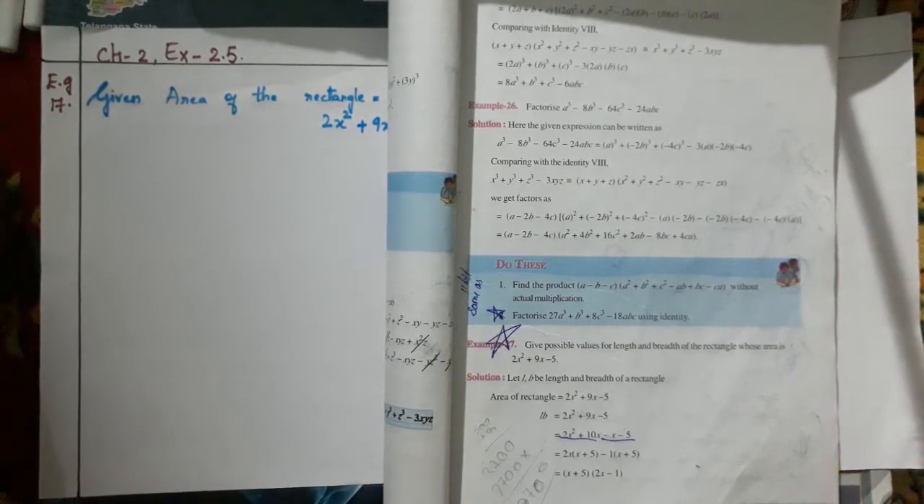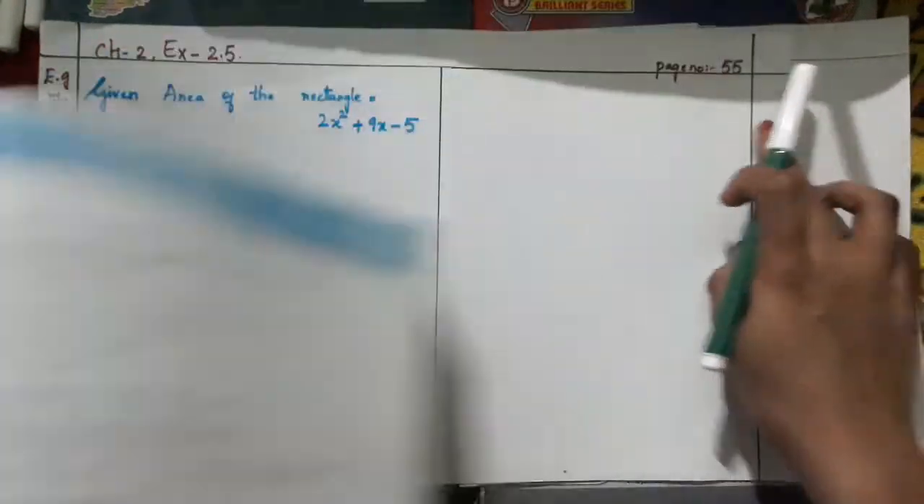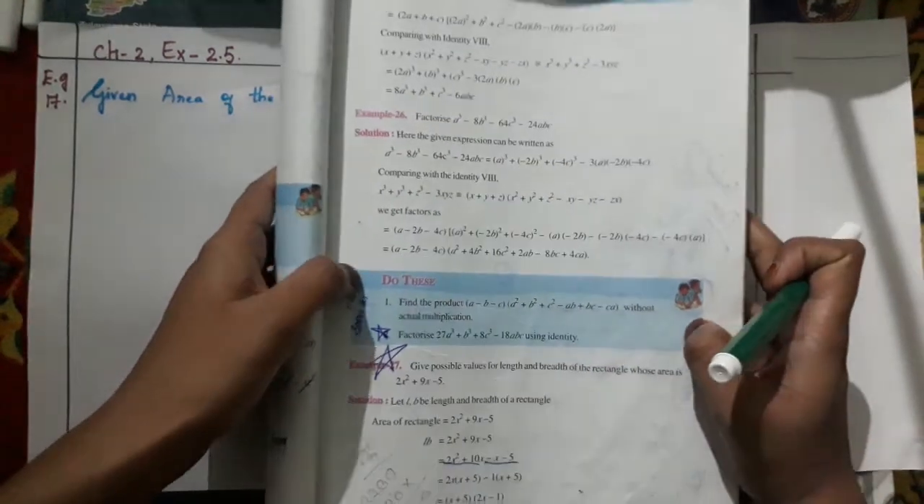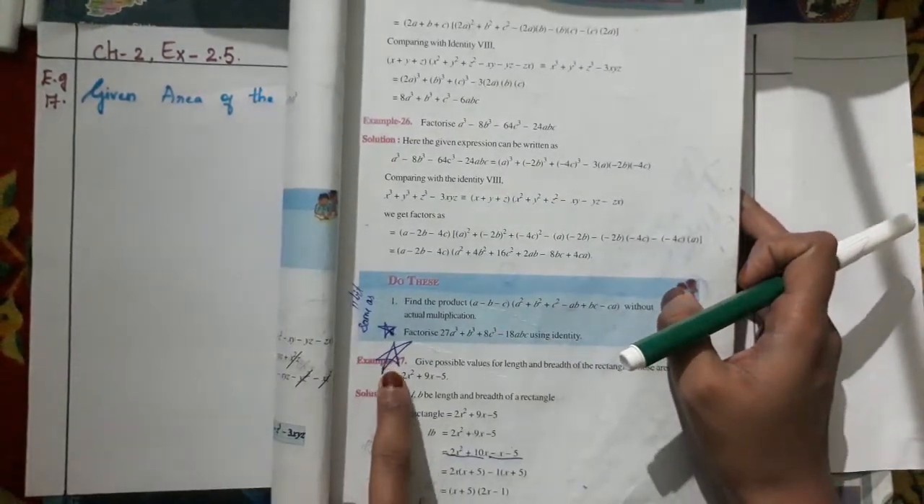We are in chapter 2, that is polynomials and factorization. Exercise 2.5. Page number 55, children. On page number 55, we have example 27.